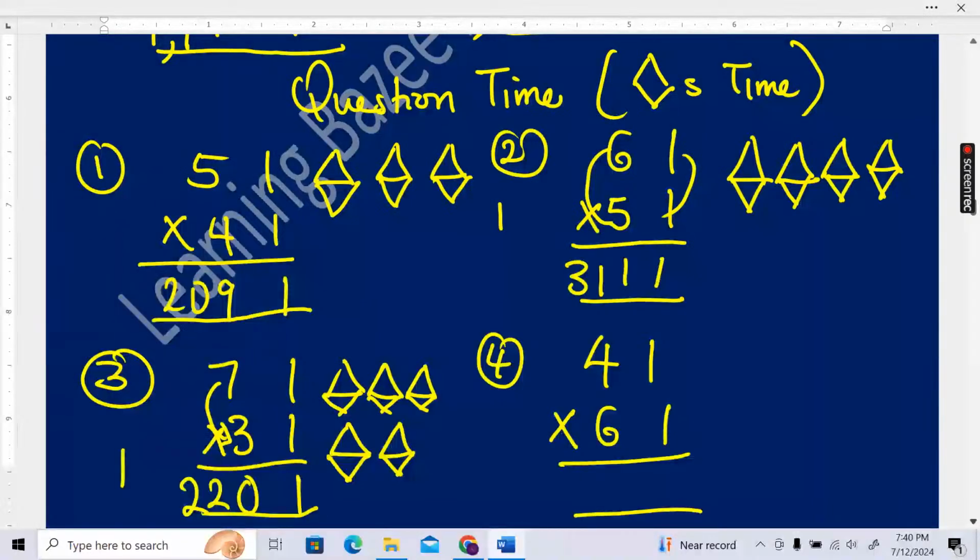All right, so let's do it together. 1 times 1 is 1. 4 plus 6 is 10. Write 0, carry 1 over. 4 times 6 is 24. 24 plus 1, that's 25. So the answer is 2,501. 41 times 61 is equal to 2,501.